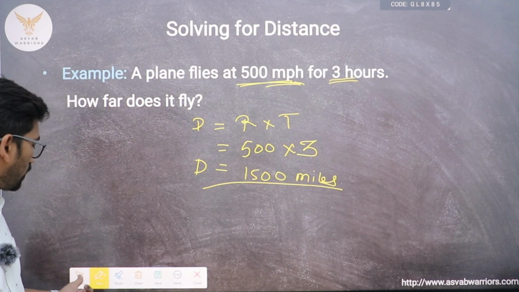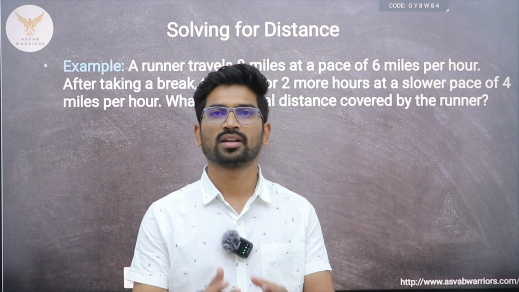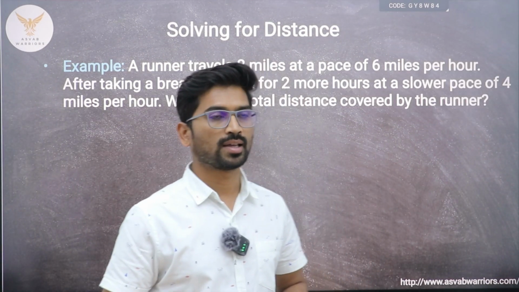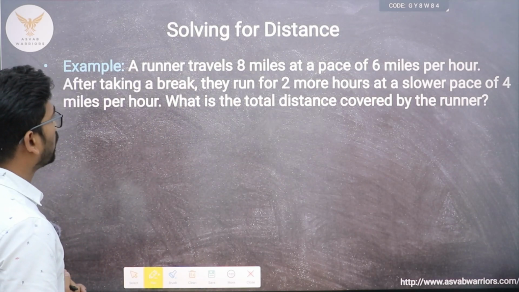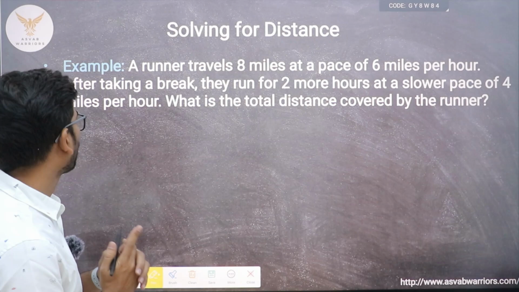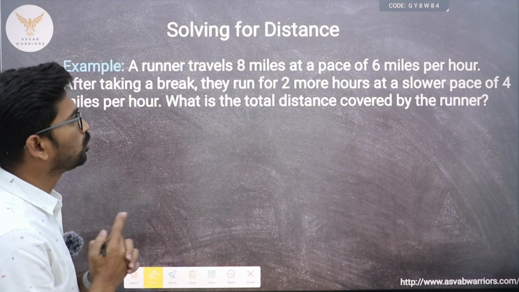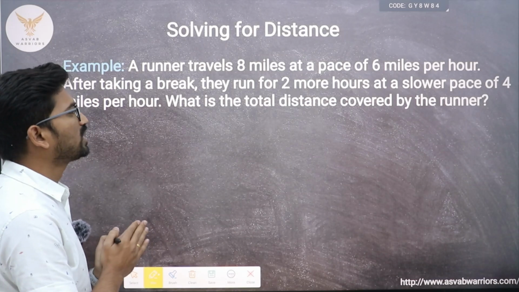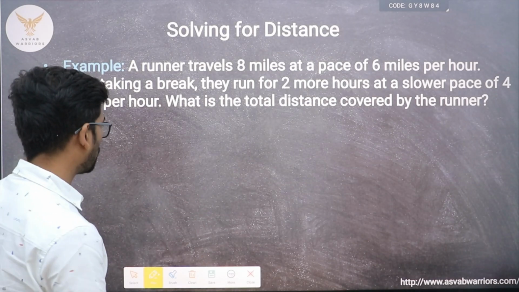Let us take another example. Now we have another example in which we will be solving for the distance, and the example says a runner travels 8 miles at a pace of 6 miles per hour. After taking a break, they run for 2 more hours at a slower pace of 4 miles per hour. What is the total distance covered by the runner?